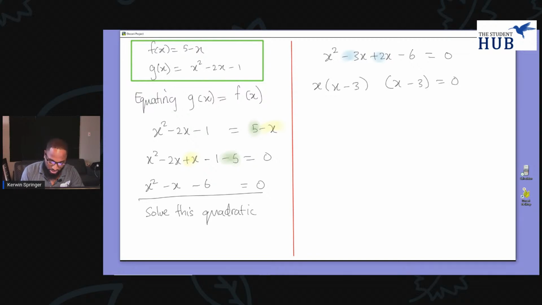I'm kind of rushing this part. If you don't know anything about quadratics, this part will be a little confusing to you. If you need to revise quadratics, I have a video that explains quadratics really well on YouTube. You can look up that video, right?